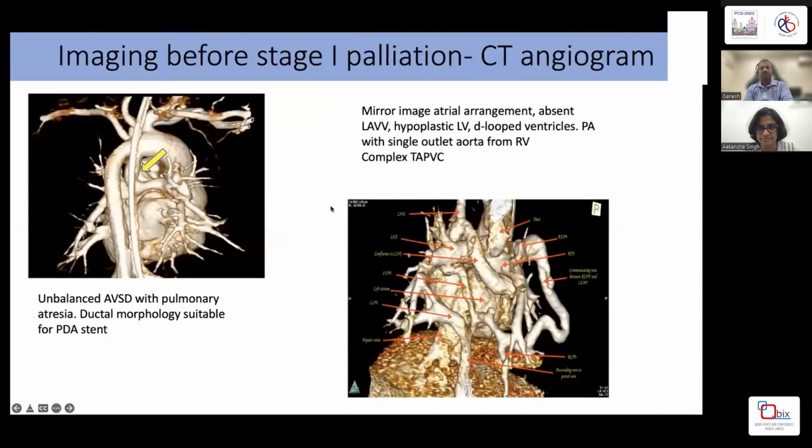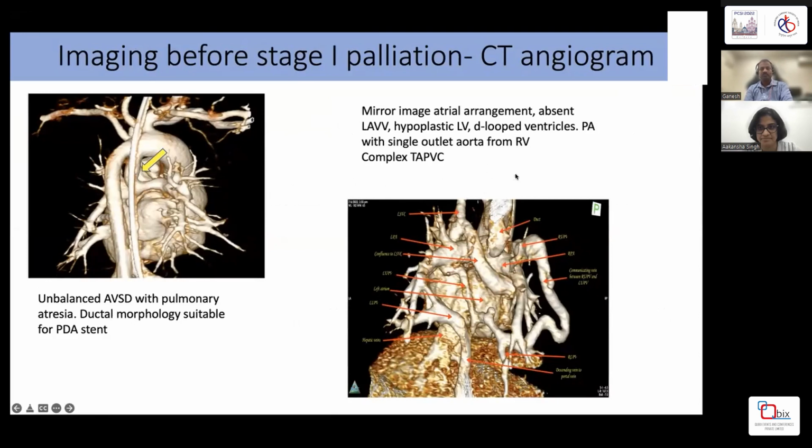These are some examples of patients where we did CT angiogram before stage 1 palliation. This patient had unbalanced AV septal defect with pulmonary atresia. The CT was done for ductal morphology. As you can see, the duct comes out of the undersurface of the arch, and it has a straighter course, and this patient underwent successful ductal stent.